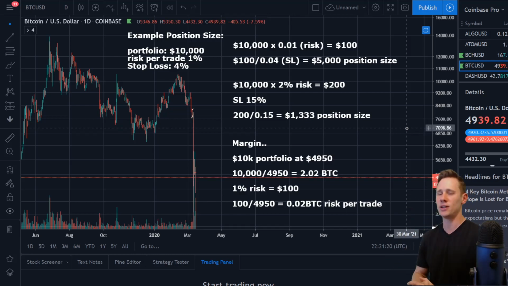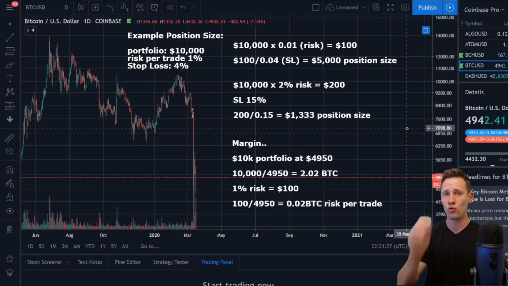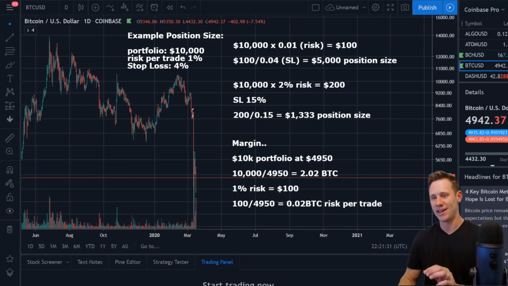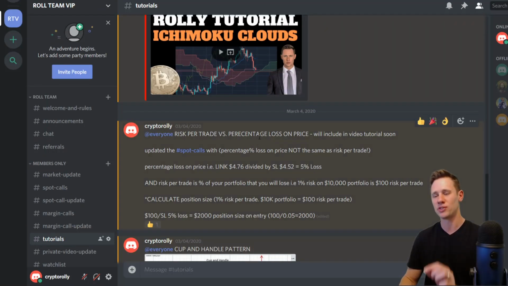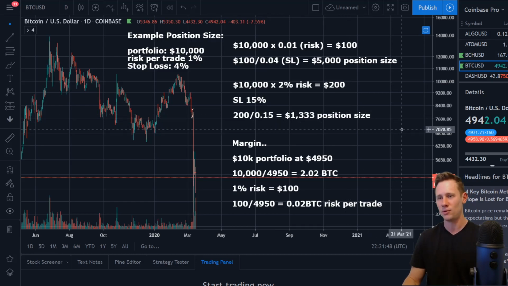So my point here is, this is how you calculate your position size, understanding the difference between risk per trade and, what did we say here? Let's go back to Discord. The percentage loss on price. Percentage loss on price is the stop loss percentage. Risk per trade is how much you're risking of your portfolio. Okay? I hope this is clear. Screenshot this if you need to.